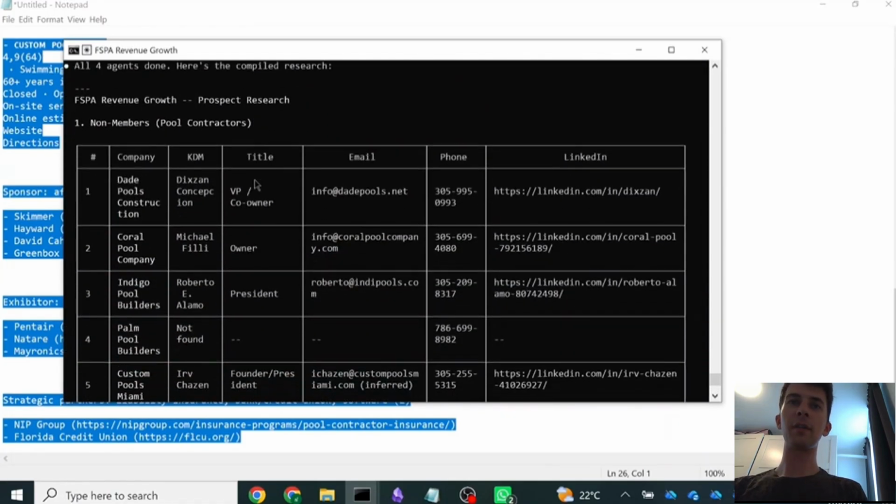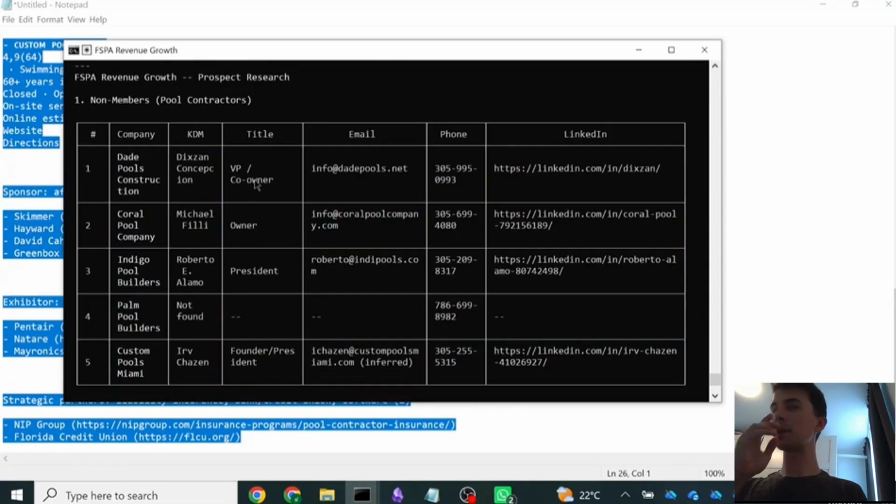Here is everything we found about the FSPA non-members, sponsors, exhibitors, and potential strategic partners. Like I said, this is just Claude agents going out and finding whatever it can find that's publicly available. Really just Google searched everything or went on websites and found all the information that I needed. So I found a key decision maker to match up with the company with their title, email, phone number, and LinkedIn. For some, it didn't find any, so I would just try to call their phone number.